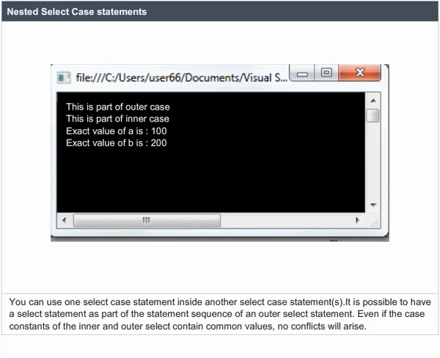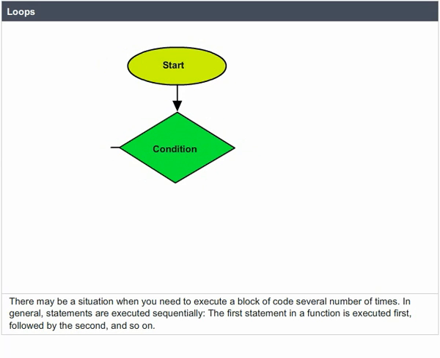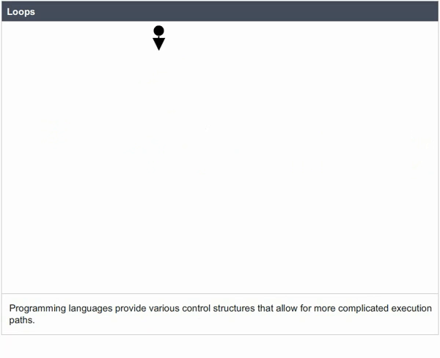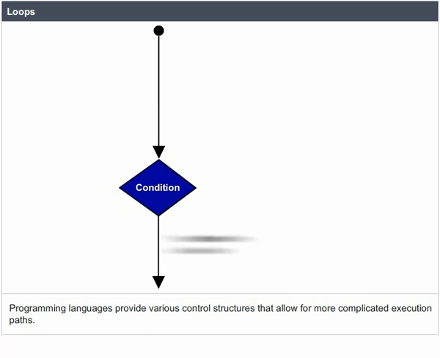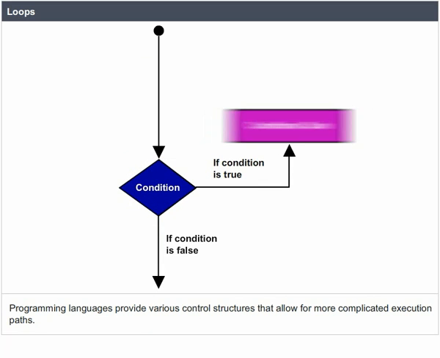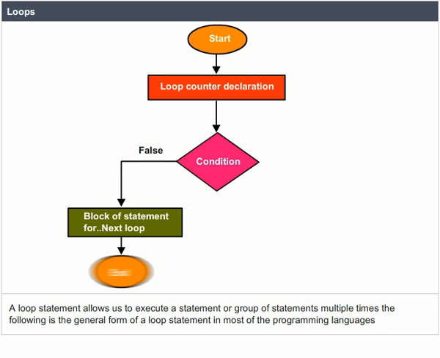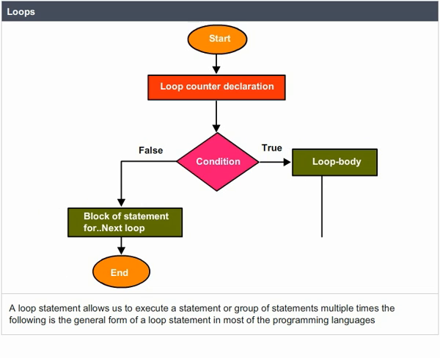Loops. There may be a situation when you need to execute a block of code several number of times. In general, statements are executed sequentially. The first statement in a function is executed first, followed by the second, and so on. Programming languages provide various control structures that allow for more complicated execution paths. A loop statement allows us to execute a statement or group of statements multiple times. The following is the general form of a loop statement in most of the programming languages.